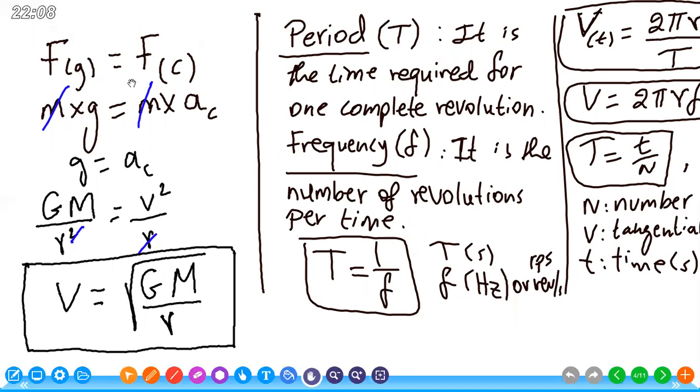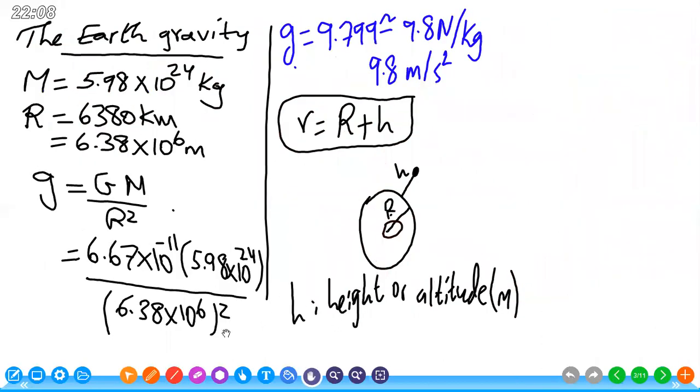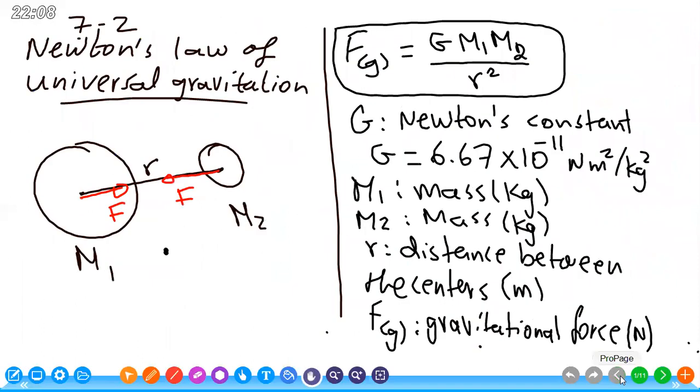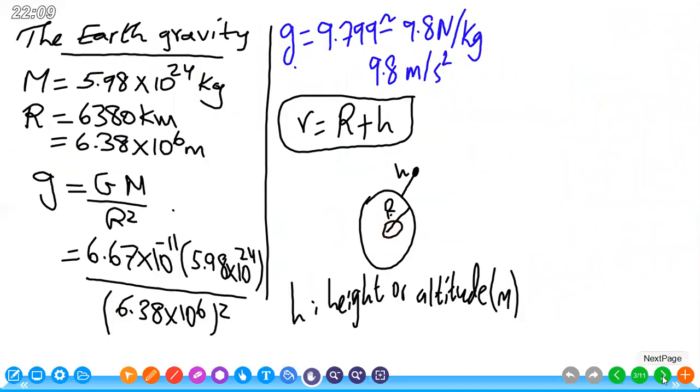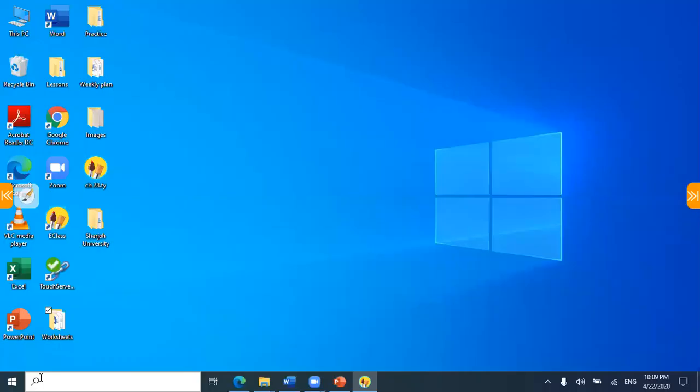So here F of g is equal to F of c. Remember, in the previous lesson, we talked about this, or let me have an example first, and then I will come back to this point. Let me go to an example to practice this idea here. These two equations, okay? This one and this one. Okay, so let me go to the book.